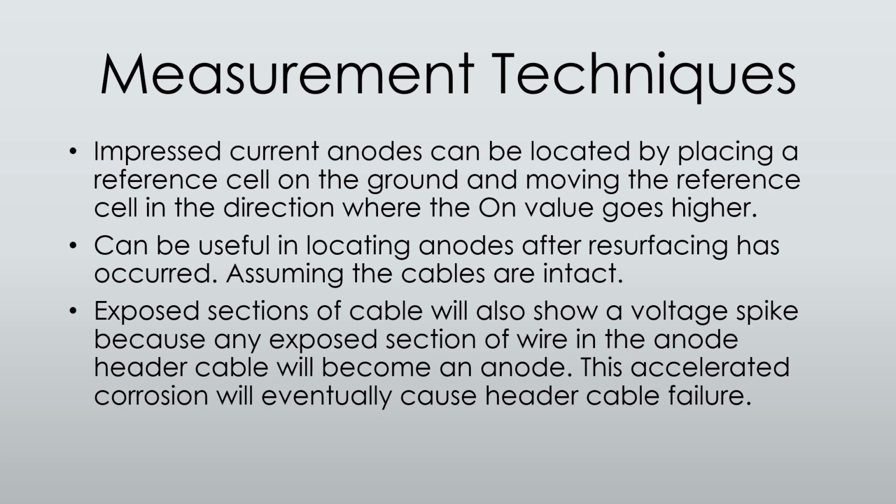Also, exposed sections of the cable will show a voltage spike in the anode circuit, because any exposed section of wire in the anode header cable will become an anode. This accelerated corrosion will eventually cause header cable failure.